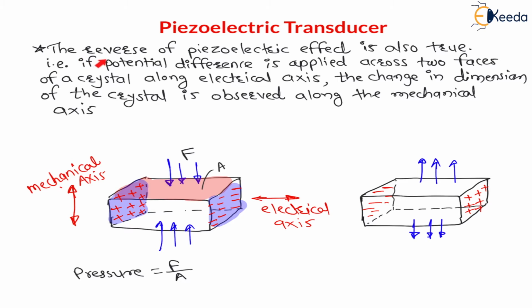Now we can say the reverse of the piezoelectric effect is also true. That is, a potential difference is applied across the two faces of the crystal along the electrical axis. See, for this crystal, positive charge and negative charge is nothing but potential difference, right? Along this electrical axis, if I apply potential difference, then a change in dimension of the crystal is observed along the mechanical axis. Change in dimension means either a contraction or an expansion. In the first case, you have seen contraction, and in the second case, you have seen expansion.